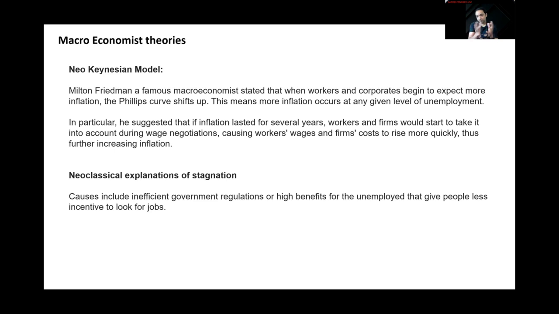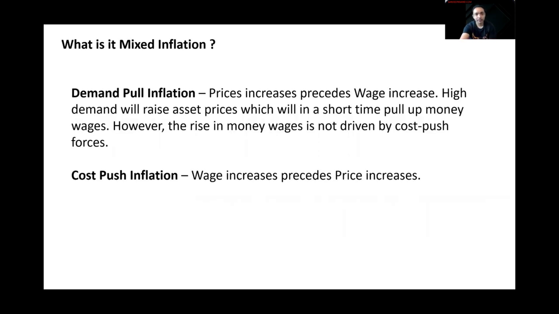And the neoclassical explanation of stagflation after it occurred was that the causes include inefficient government regulations or high benefits for the unemployed that give people less incentive to look for jobs. I'm sure many things are rhyming, right? Now let's get into the next slide.